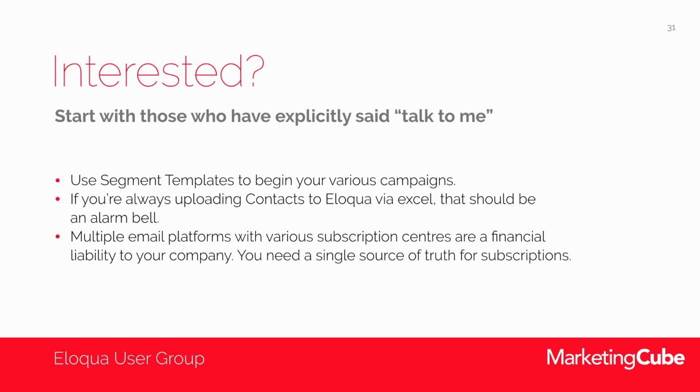Now, the other alarm bell to think through is multiple email platforms. Hopefully you're on this user group webinar today, so you're obviously running Eloqua. Depending on the size of your organization, there may be a little splinter group over in some area running MailChimp or something else. And that becomes a liability for the business, because if somebody unsubscribes from one, but then you email them from the other, that obviously becomes a liability. So something to think about from that point of view.